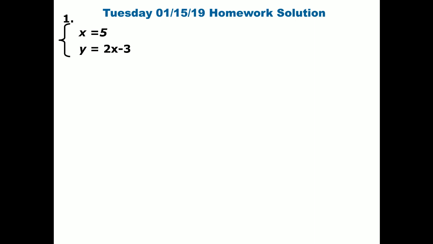Alright, the first one, we have a system of equations. How do we know that it is a system of equations? It is because there are two equations, okay? Here, there are two unknowns, x and y, but we already know what x is. X equals 5. Our goal here is to solve and find the solution for this system.